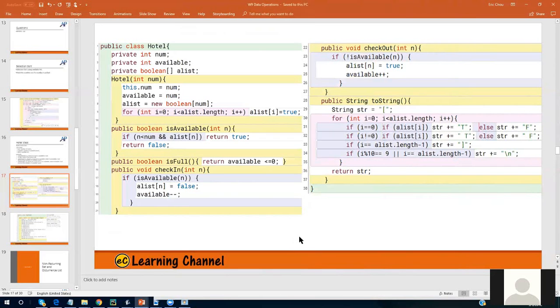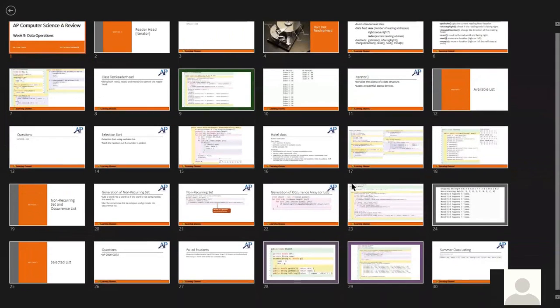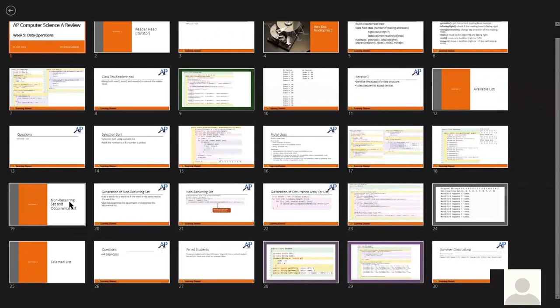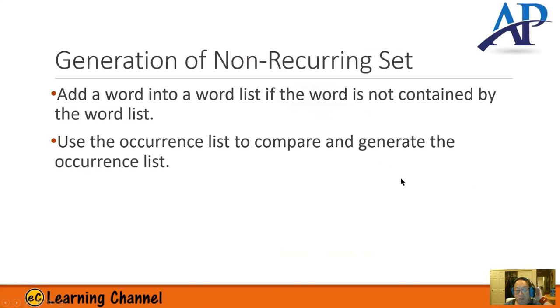And let me see. The available list is done. Now the next one is the non-recurring set and the occurrence list. Okay. And what is a non-recurring set? It's like I have a bunch of words, and those words I want to put into a word list, but I don't want to repeat them. That's a non-recurring set.